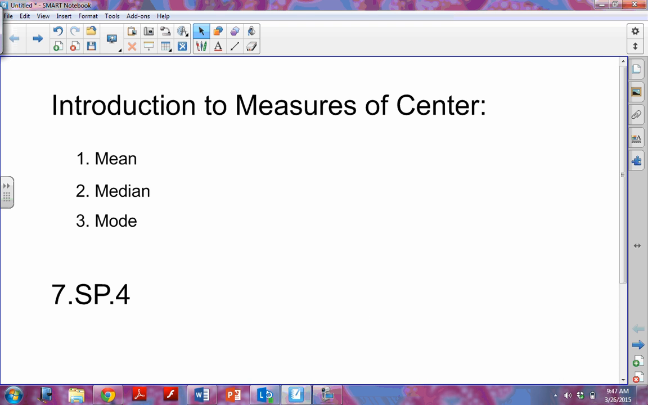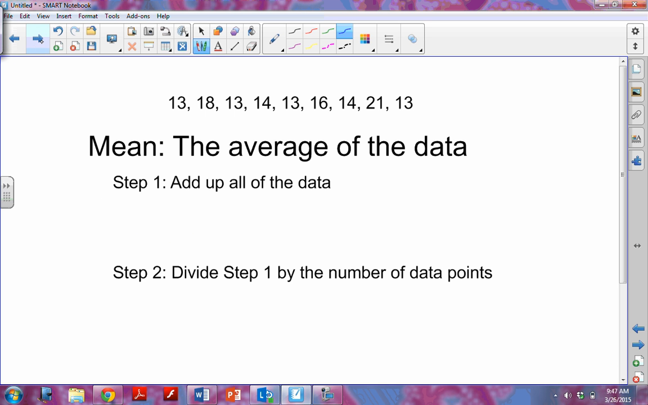This week in class, we've been talking about the introduction to measures of center. The measures of center are mean, median, and mode. And I always like to add range to this list too. So this video is going to help you remember how to find the mean, median, mode, and range.